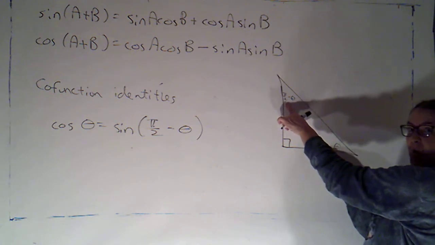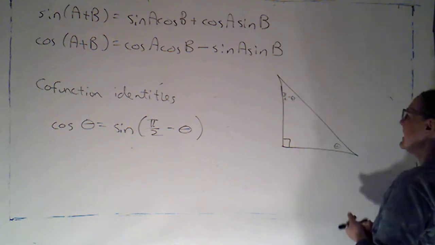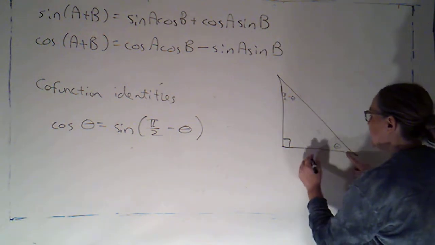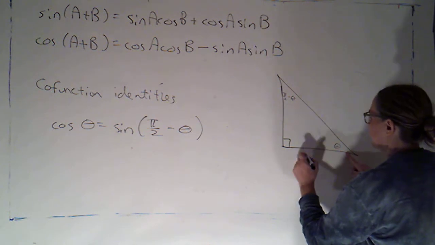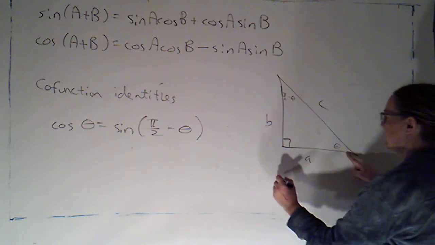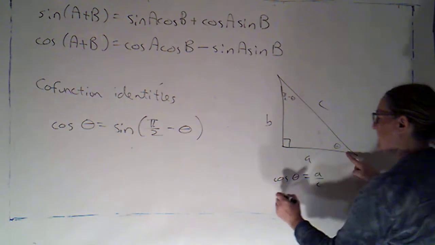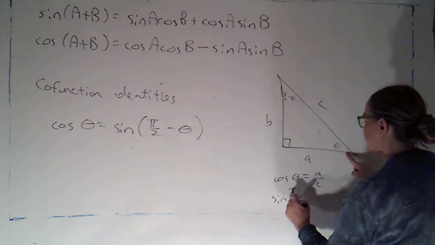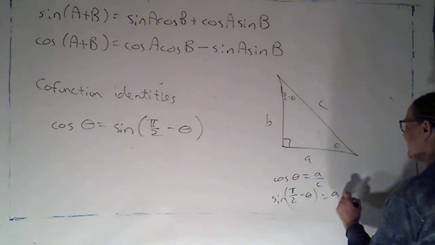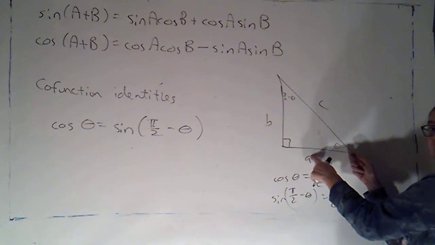That's what the co in cosine and cotangent and cosecant stands for. Okay. So if I were to take a look at cosine of theta, that's this side. I'm just going to label them A, B, and C. Cosine of theta is, in this case, A over C, but sine of pi over 2 minus theta, well, that's also A over C, because what's adjacent to this angle is opposite that one.